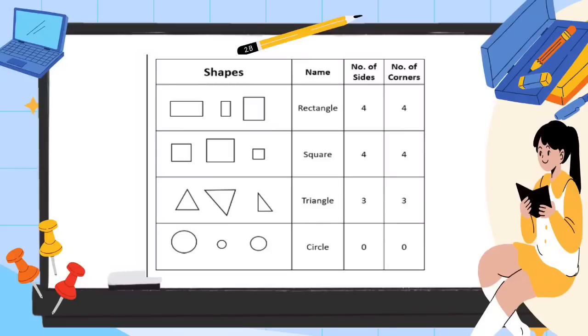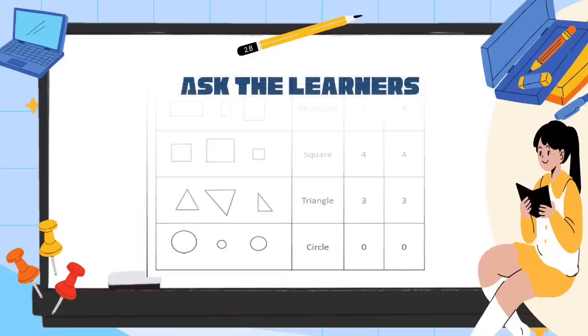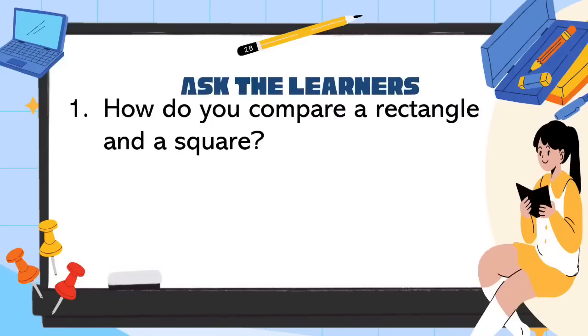Then, ask the learner to complete column 3 and 4 of the first row of shapes. Do the same with the other shapes. Once completed, the table should look like on the screen. Now let us answer the following. Number 1, how do you compare a rectangle and a square?